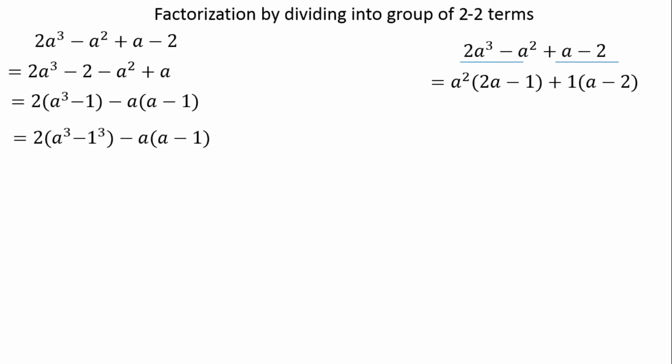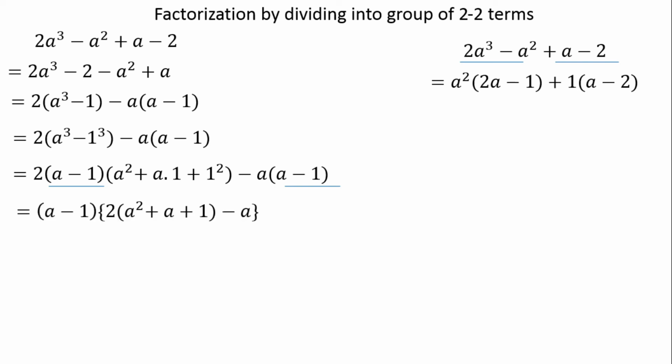So let's divide the term a cube minus 1 into the formula a cube minus 1 cube. Then we can use the formula of a cube minus b cube, which is a minus b multiplied by a square plus ab plus b square. Then the remaining is minus a into a minus 1, same. Now we can see that a minus 1 is common.